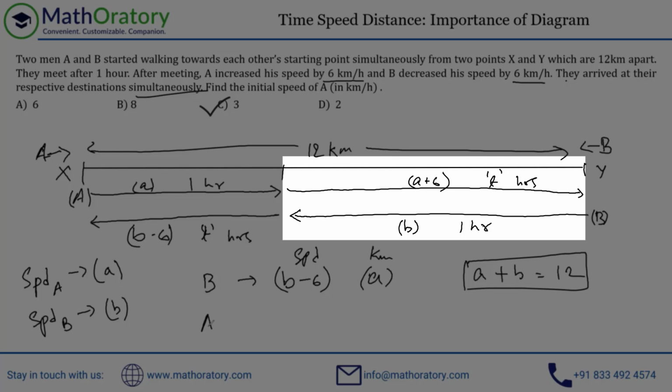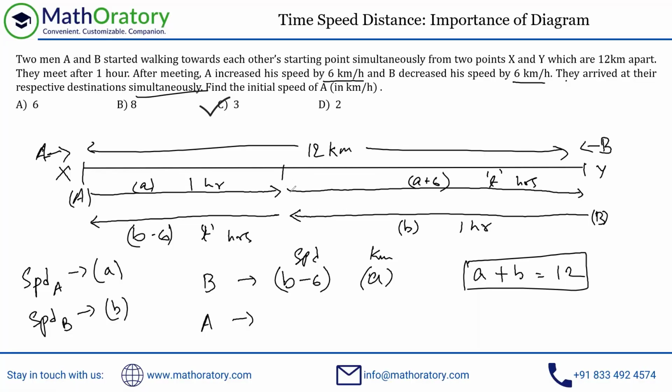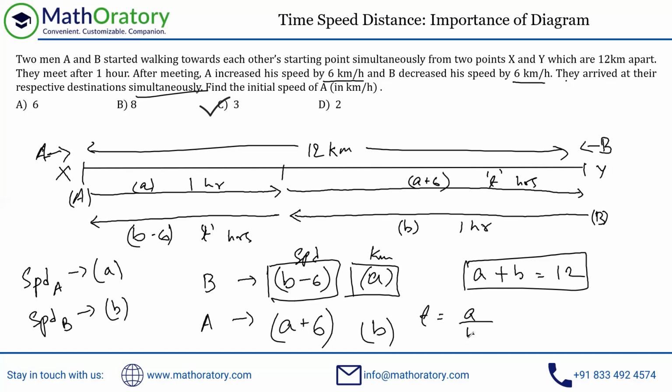And similarly, A, if you think, is covering this segment with a speed of a plus 6, and this distance is b kilometers, which you already identified, right? So if you think about the time, here the speed is this and the kilometers is this, so t comes out to be a by b minus 6, and this comes out to be b by a plus 6. So this is what you get, right?